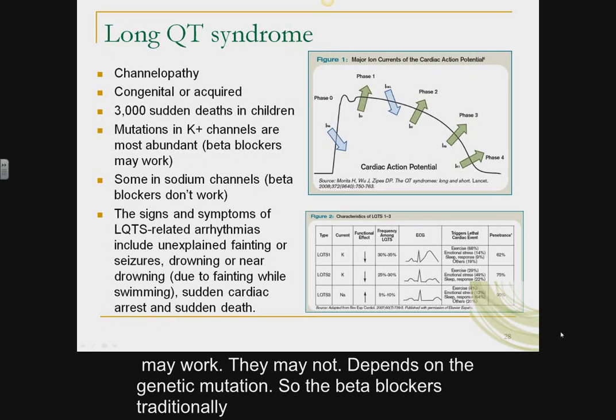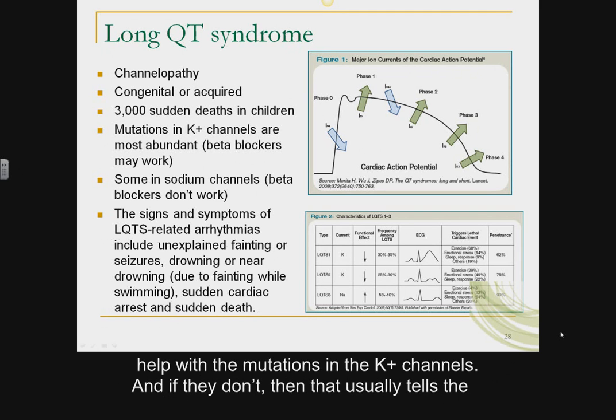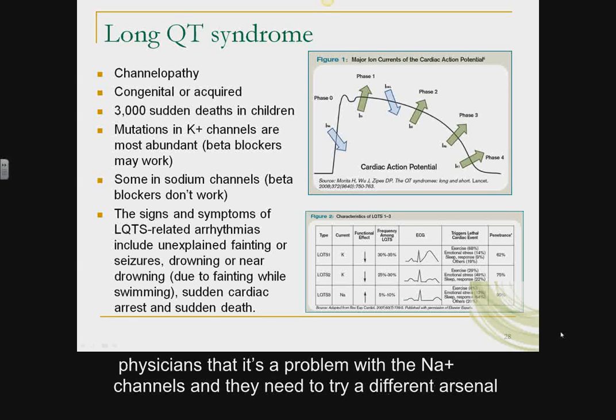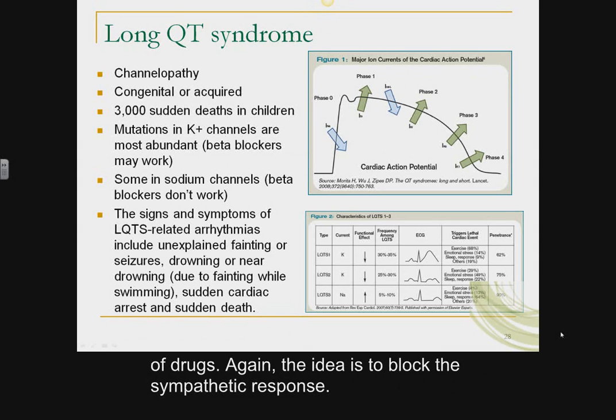So long QT syndrome is frequent enough and noticed enough these days that many high schools now require children to get an EKG before they're allowed to play any athletics. And a student of mine this past summer was getting her EKG to play soccer for the Saddleback school team, and she was diagnosed with long QT syndrome.